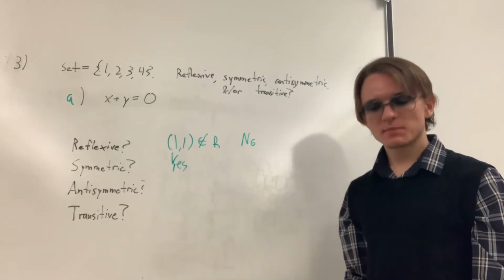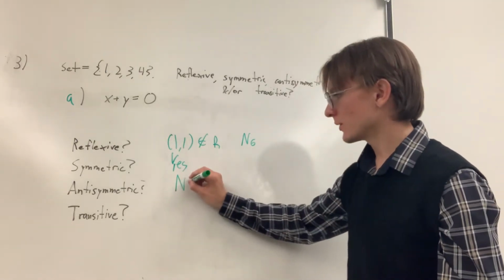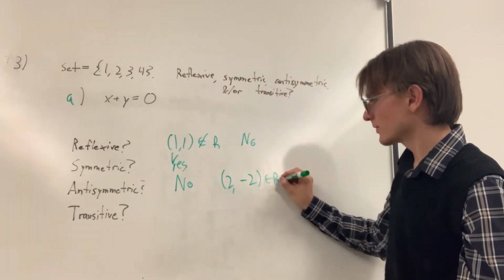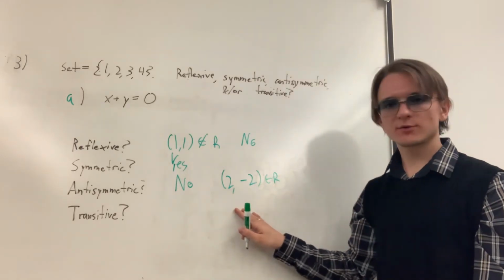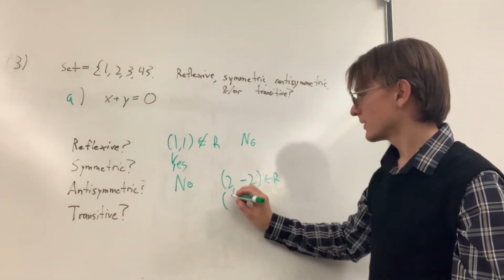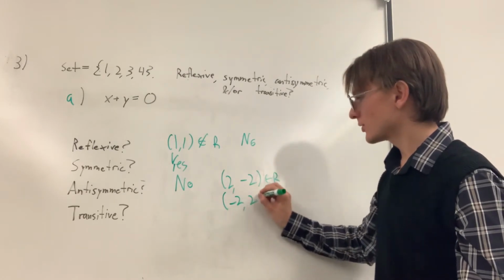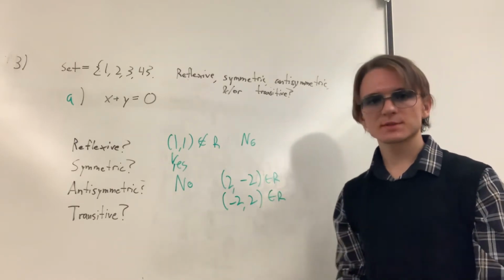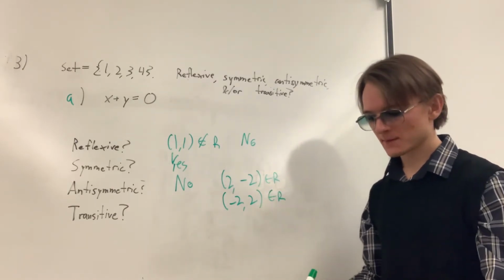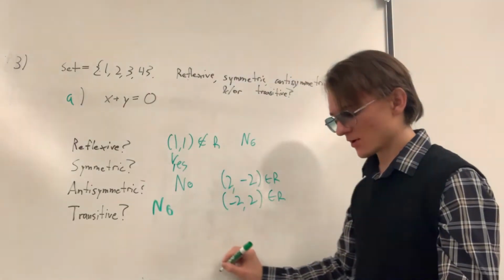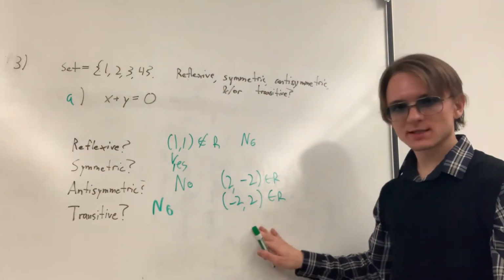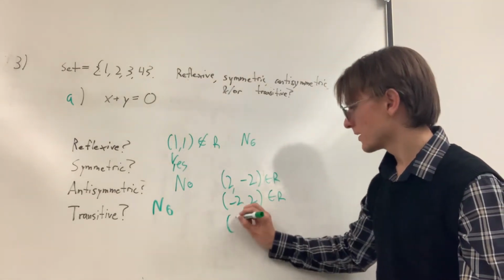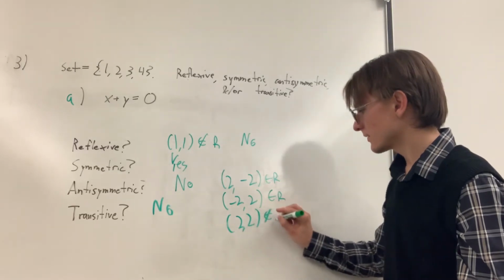Is it antisymmetric? No. And we can give a counterexample. 2, negative 2 is in the relationship. That is to say, 2 plus negative 2 is equal to 0, but negative 2, 2, which is the reverse of that first pair, is also in the relationship. So there is some symmetry, therefore it's not antisymmetric. And is it transitive? No as well. And we can use the same example here. This is in the relationship, this is also in the relationship, but 2, 2 is not in the relationship, therefore it's not transitive.